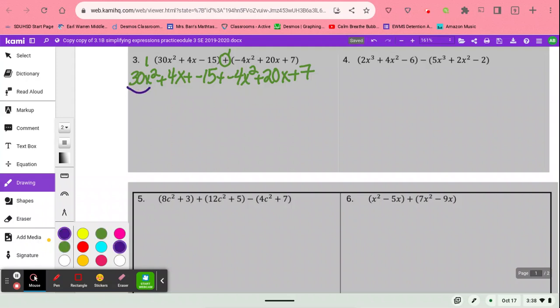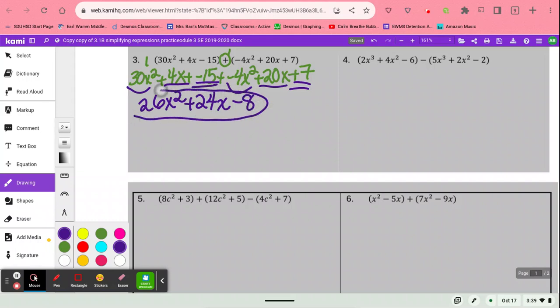So we have 30x squared and negative 4x squared, which gets you 26x squared. We have a 4x and a 20x, which gets you 24x. And we have a negative 15 and a positive 7, which gets you negative 8. And there we have it.